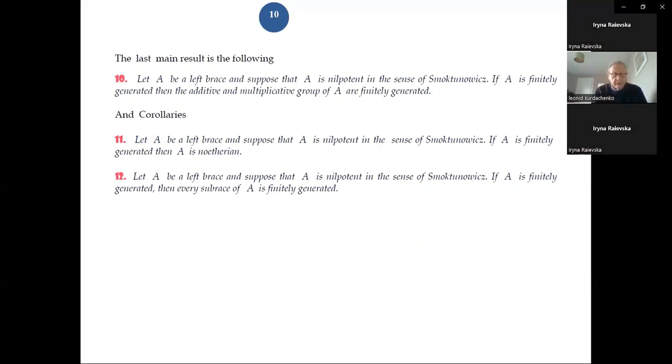And as corollaries, we obtain the following two results. Let A be a left brace, suppose that A is nilpotent in the sense of Sysoev. If A is finitely generated, then A is Noetherian. And as a corollary, we have the following. Let A be a left brace, suppose again that A is nilpotent in the sense of Sysoev. If A is finitely generated, then every sub-brace is finitely generated.